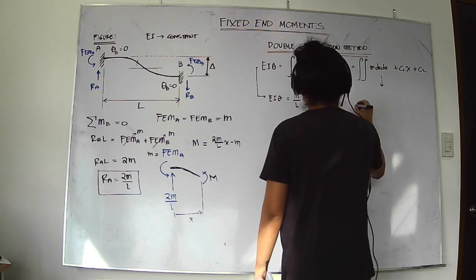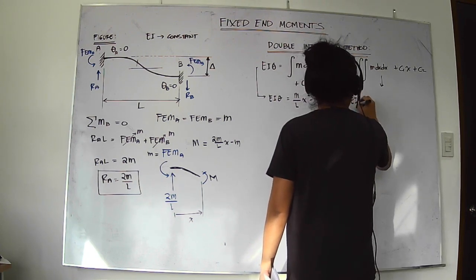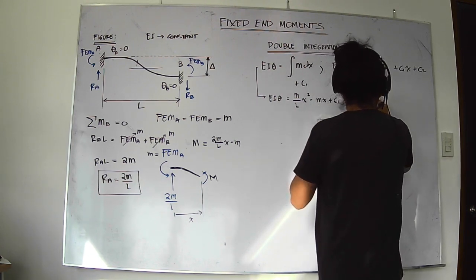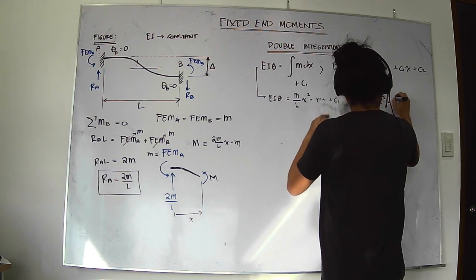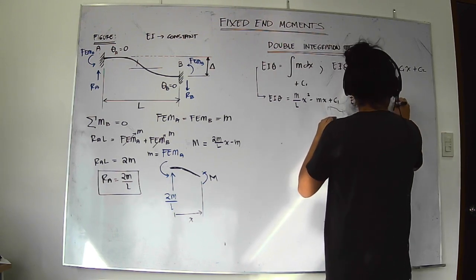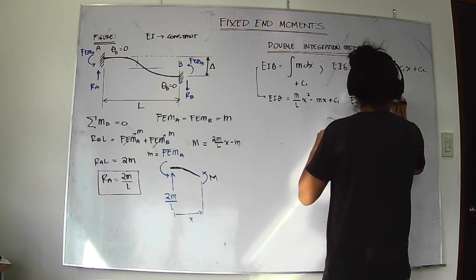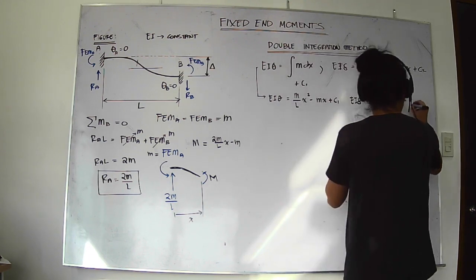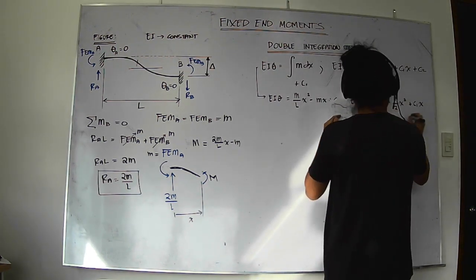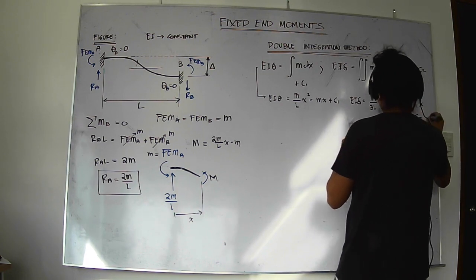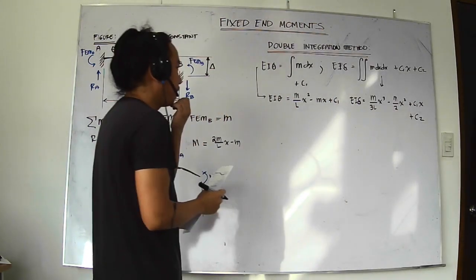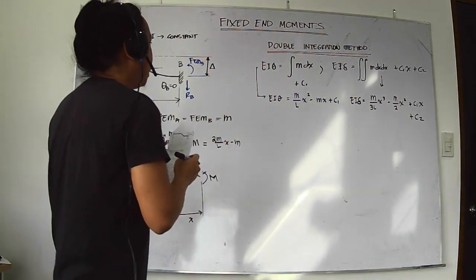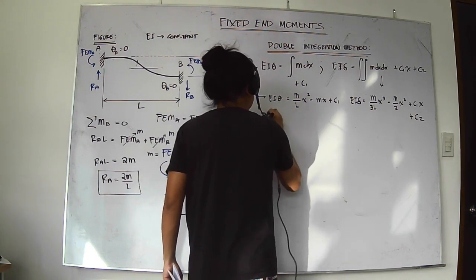I integrate. So EI delta is equal to m over 3L x cubed minus m over 2 x squared. Sorry, this is x cubed. Mx squared plus c1x plus c2. Okay? So something like this is at the end, our equations. Now we can apply the boundary conditions.